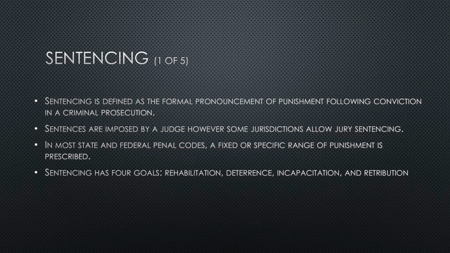Sentences, these formal pronouncements, are imposed by a judge. Some jurisdictions do allow juries to make the sentencing pronouncement. And in most state and federal penal codes, a fixed or specific range of punishment is prescribed. So as you're doing your reading, you'll come across the federal sentencing guidelines. There's been some cases about this over the years. But what we're looking for here is to stay in bounds and to appropriately, justly mete out punishment in those cases. So what are the purposes of punishment or sentencing?